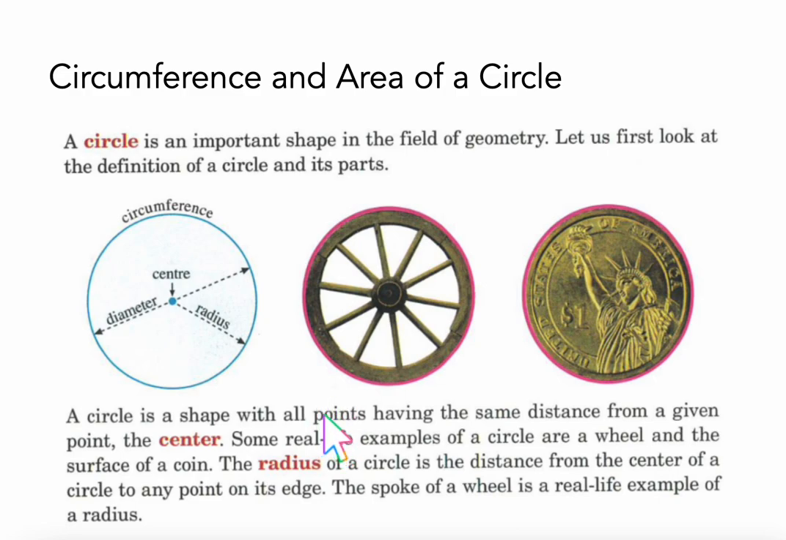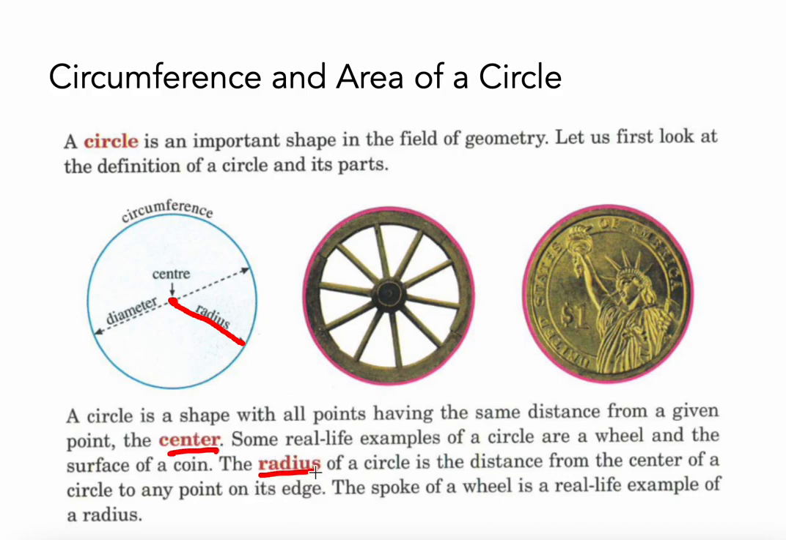Okay, so a circle, it is closed in its shape and it doesn't have any sharp edges. It is round. It does have a center. That is the first mathematical term you need to know, kind of like the origin on your coordinate plane. And it has a radius. The radius goes from the center of the circle to any point on its edge.